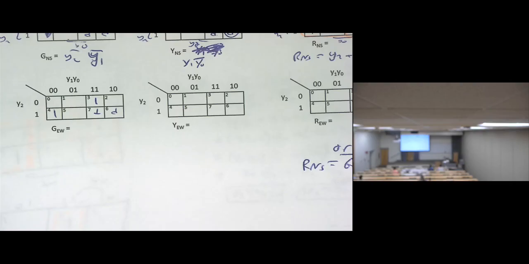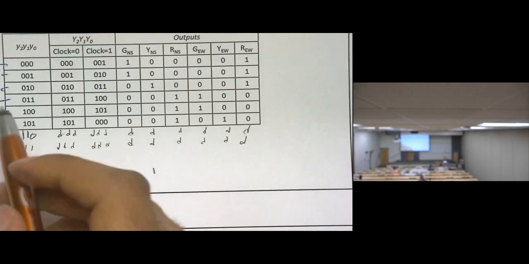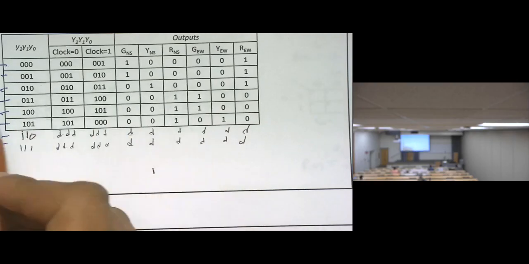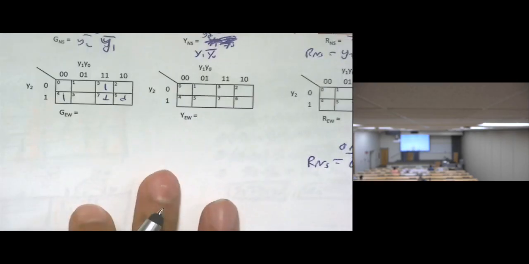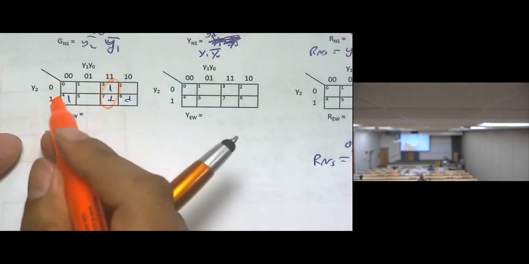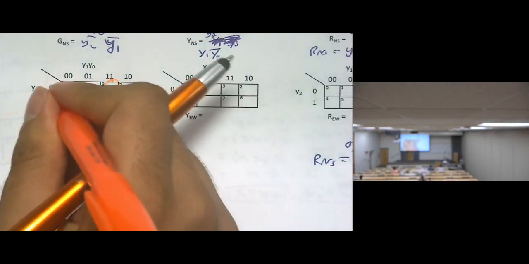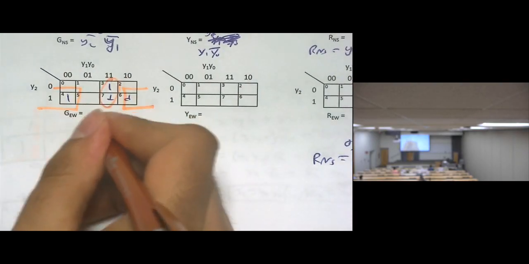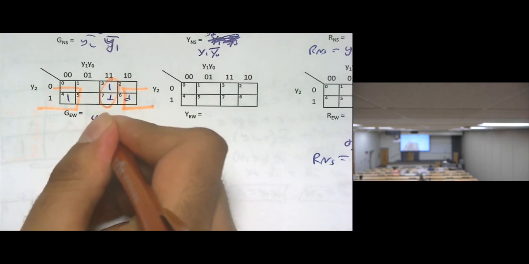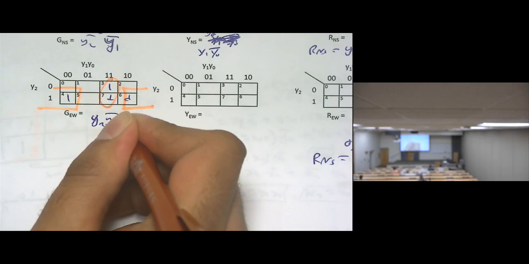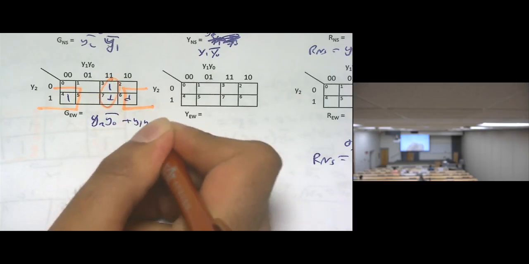Let me check again. Is it M3 and M4? M3, M4, 6 and 7 don't care. Okay, so we can group these 2. How about this? How can we group it? Okay, we can group it on the other side. Then we'll end up having Y2 Y0 bar plus Y1 Y0.